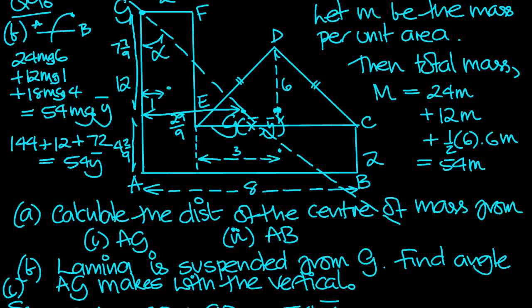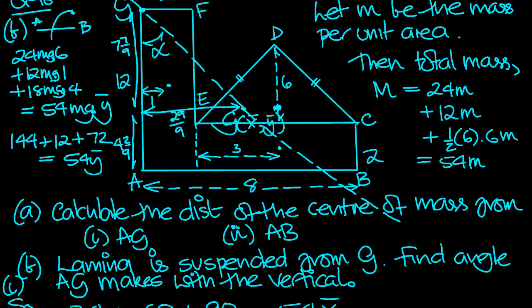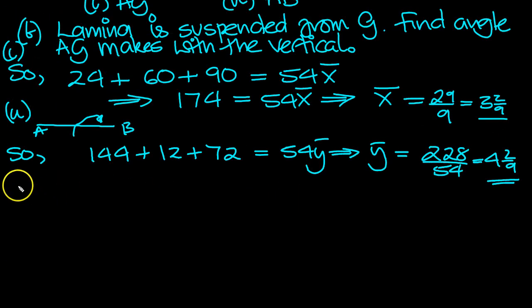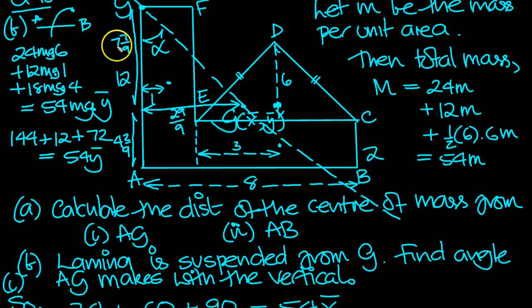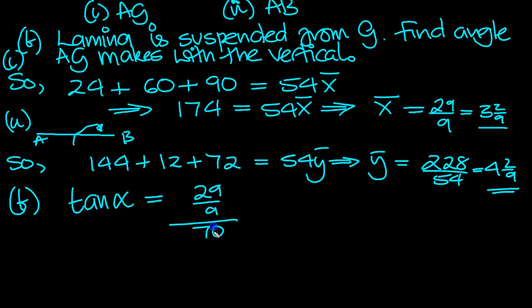12 take away 4 and 2 ninths is 7 and 7 ninths. So the tan of alpha, the angle alpha is the angle it makes with the vertical. The tan will be the opposite over the adjacent of this triangle. So it's 29 over 9. So for part B, tan alpha is 29 over 9 over the adjacent, which is 7 and 7 ninths. 63 and 7 is 70 over 9. 70 over 9. The 9s will cancel. We simply get 29 over 70.